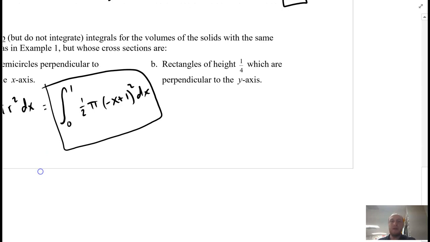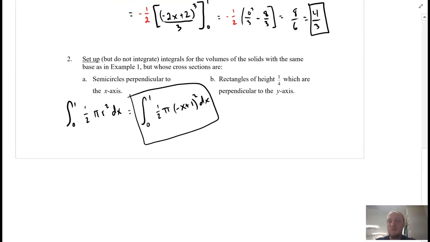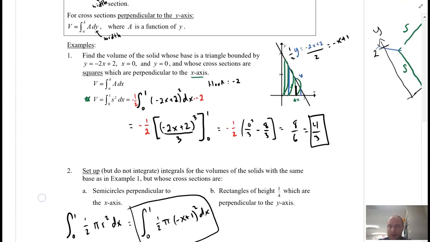All right, part B. It says find the volume of the solid with rectangles of height 1/4 which are perpendicular to the y-axis. So we're given rectangles. I'm going to go back up here and erase this, and we want them perpendicular to the y-axis, so they're going to look like this. I need to calculate whatever this distance is. I know the width will be delta y, that's the width of it. The length is going to be whatever this distance is, which happens to be x.